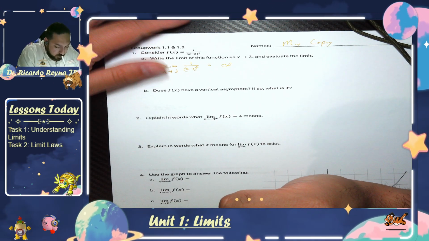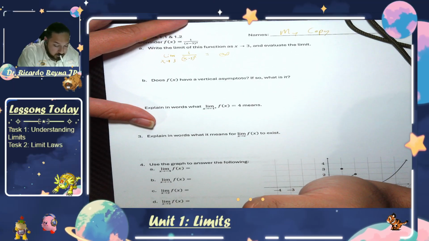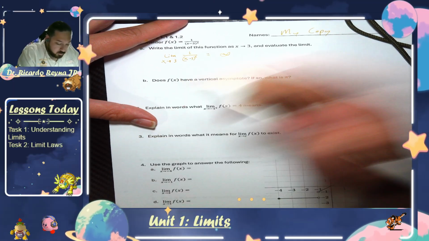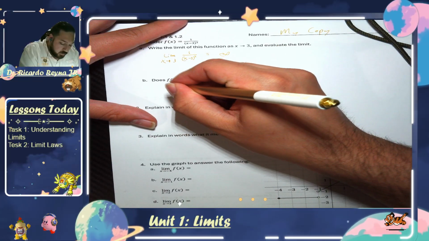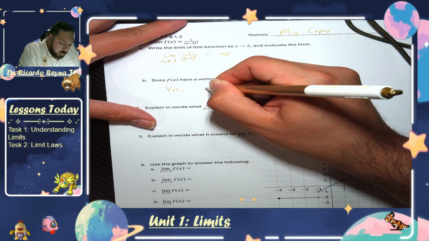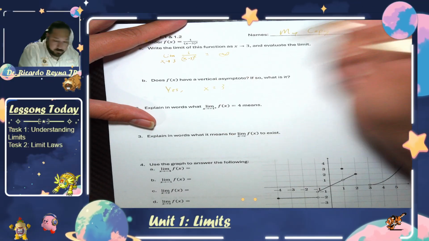Does f of x have a vertical asymptote? If so, what is it? So because of this rule, it does have a vertical asymptote, yes. And it is that x is equal to 3.